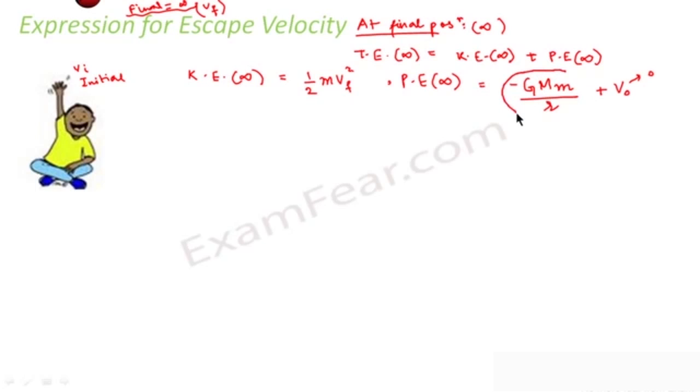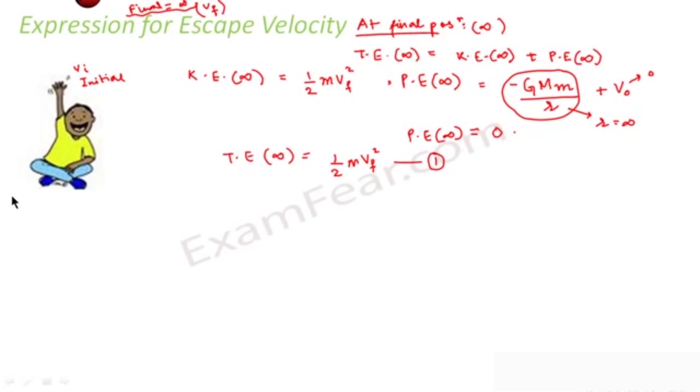How about this term? What would be the potential energy? Please remember that the final position is at infinity. That means r is infinity, because r denotes the position of the object, right? So if r is infinity, 1 by infinity would be 0. That means the potential energy at infinity is 0, right? Therefore, we found that the total energy at infinity is equal to half m vf square. So this is the first thing which we found.